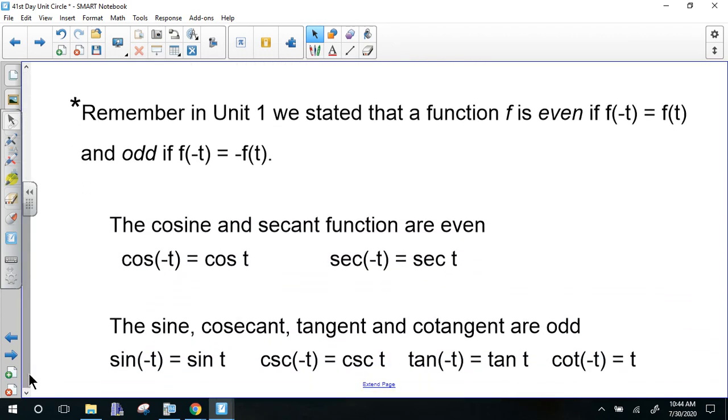Remember in unit 1, we stated that a function is even if you plug in a negative x value and you get the same thing that you started with. It's odd if you plug in a negative angle and you get the negative of what you started with. Well, there are only 2 even functions in these 6 trig functions, and that's cosine and secant. They're the only ones that are even. All the other ones are odd. So cosine and secant are even. Sine, cosecant, tangent, and cotangent are all odd functions.